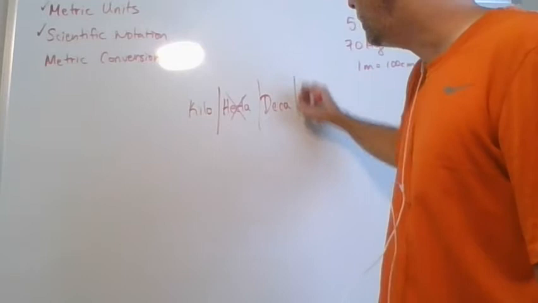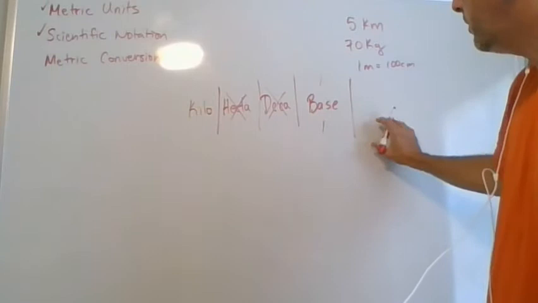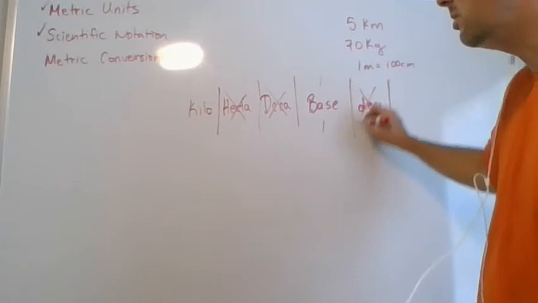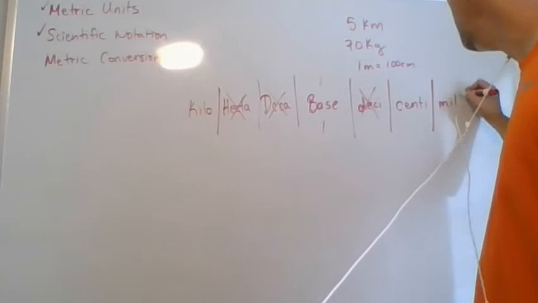Then we've got our base, which has no essential value, and we get small. So if we're less than that value, we would go into the deci units, which again, don't show up so much in chemistry, but they are a placeholder. Centi, we will sometimes see if we're measuring in centimeters. And then the last one we see a lot is milli.